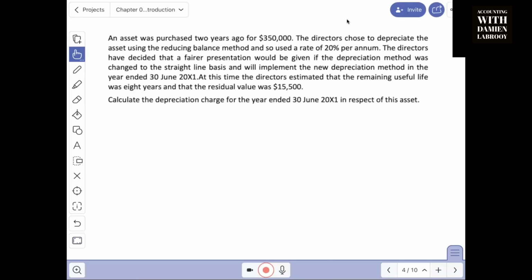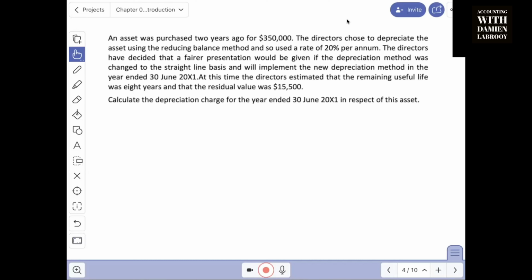An asset was purchased 2 years ago for 350,000. The directors chose to depreciate the asset using the reducing balance method and so used a rate of 20% per annum. The directors have decided that a fair representation would be given if the depreciation method was changed to the straight line basis and will implement the new depreciation method in the year ended 30th June 2000X1. At this time, the directors estimated that the remaining useful life was 8 years and the residual value was 15,500. Calculate the depreciation charge for the year ended 30th June 2000X1 in respect of this asset.